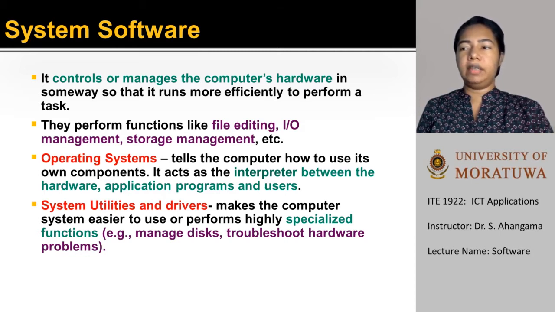There are two basic types of system software. As I already mentioned, they are operating system and utilities. An operating system acts as an interpreter between the hardware, application program, and the user. A utility is a program that makes the computer system easier to use or performs highly specialized functions like managing disks and troubleshooting hardware problems.